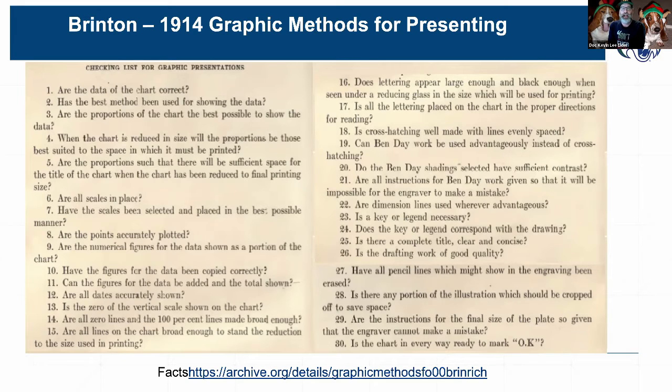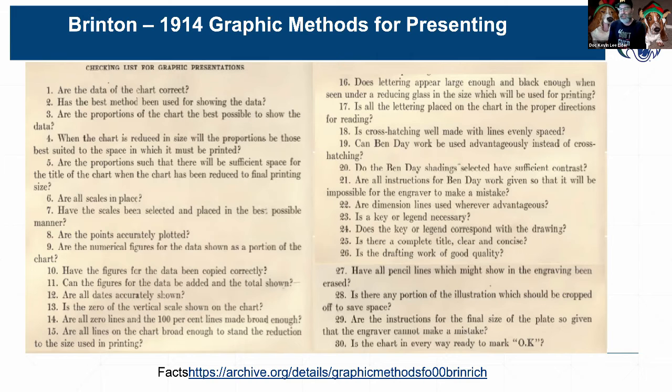From the chat, somebody's saying, how about number 17? Is all the lettering placed on the chart in the proper directions for reading? We just had somebody say this, right? Do I have to turn my head sideways to try and read this? Then that's probably not going to be very useful.